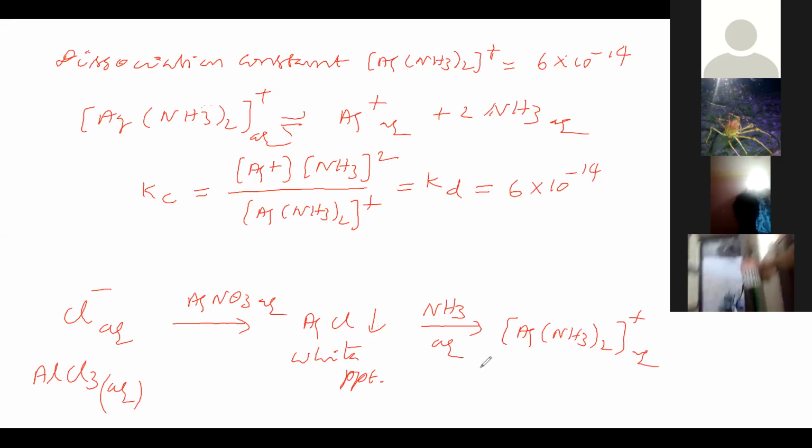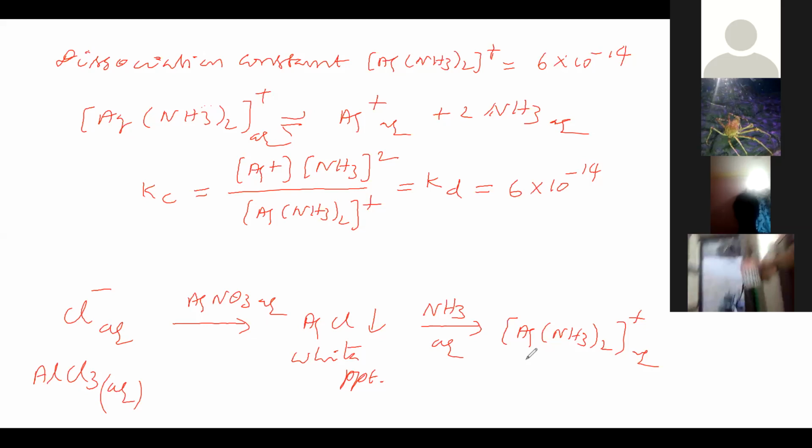In the salt analysis, to test chloride, this reaction we will consider. To test chloride, first we will add silver nitrate. We have to get white precipitate AgCl, which dissolves in ammonia to give this complex. So if the given salt is chloride, then it will give white precipitate with the silver nitrate, which dissolves in ammonia.